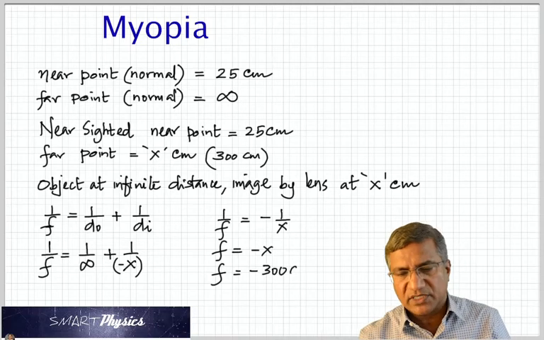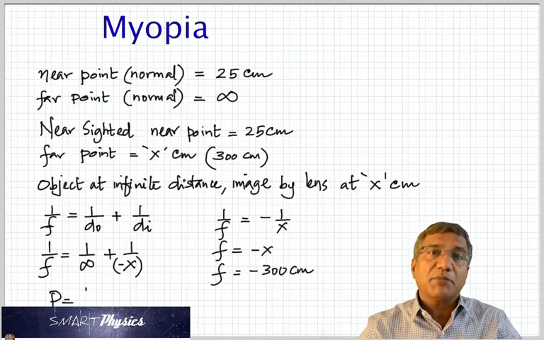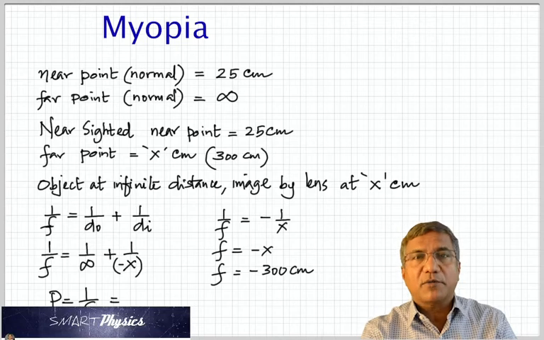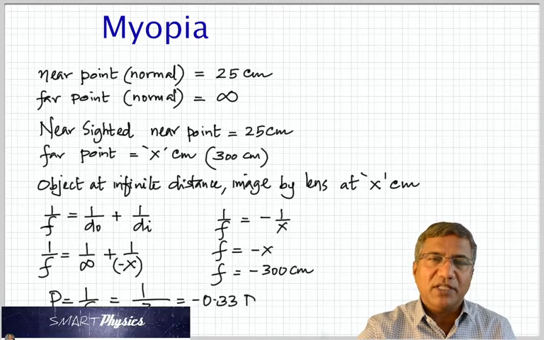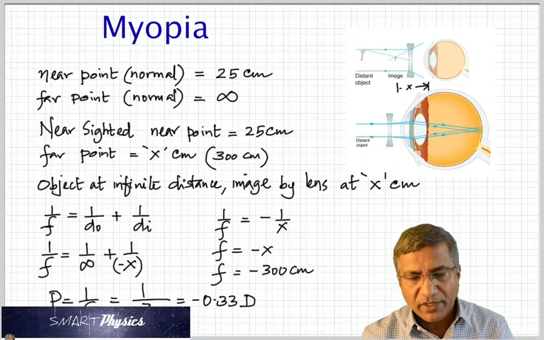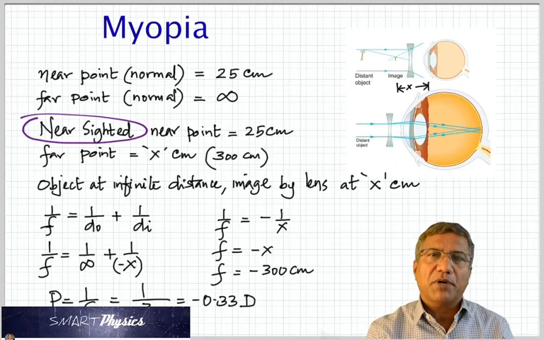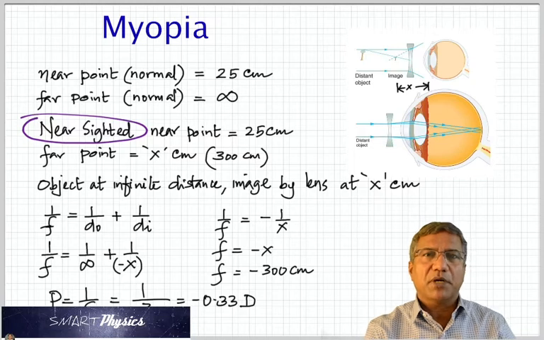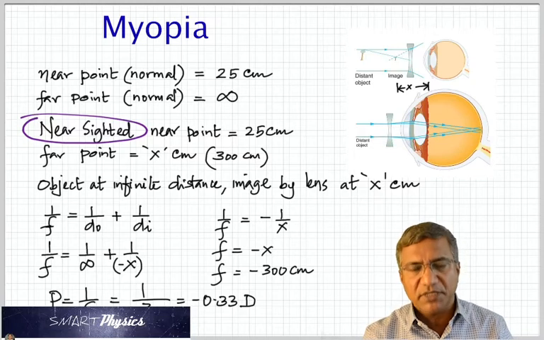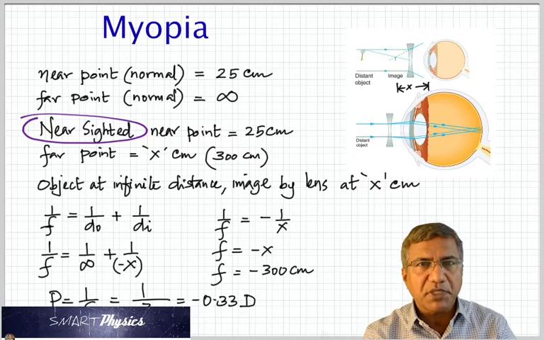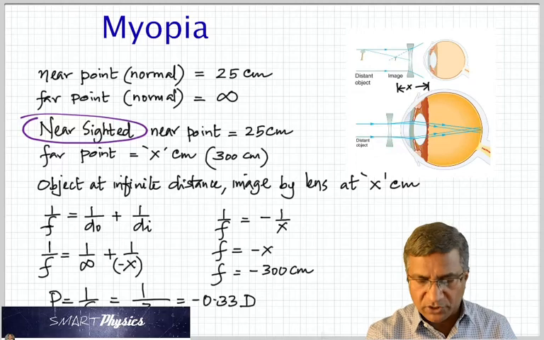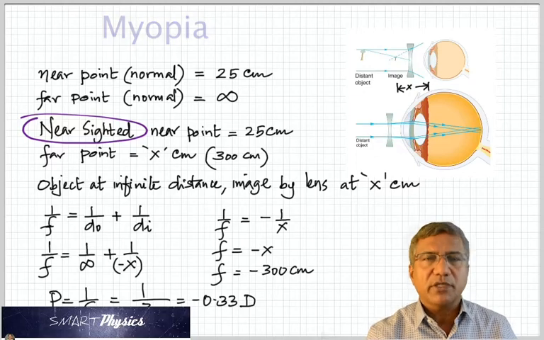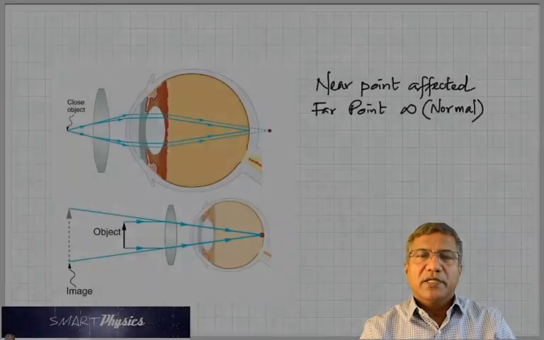In this case, f is negative 300 centimeters. So that means whatever the person's far point is will be the focal length of the lens. So that is easy. And once you have it, you can find the power. But remember, when you calculate power, the focal length has to be in meters. Yes. So finally we get 1 by negative 3, which is negative 0.33 diopter.